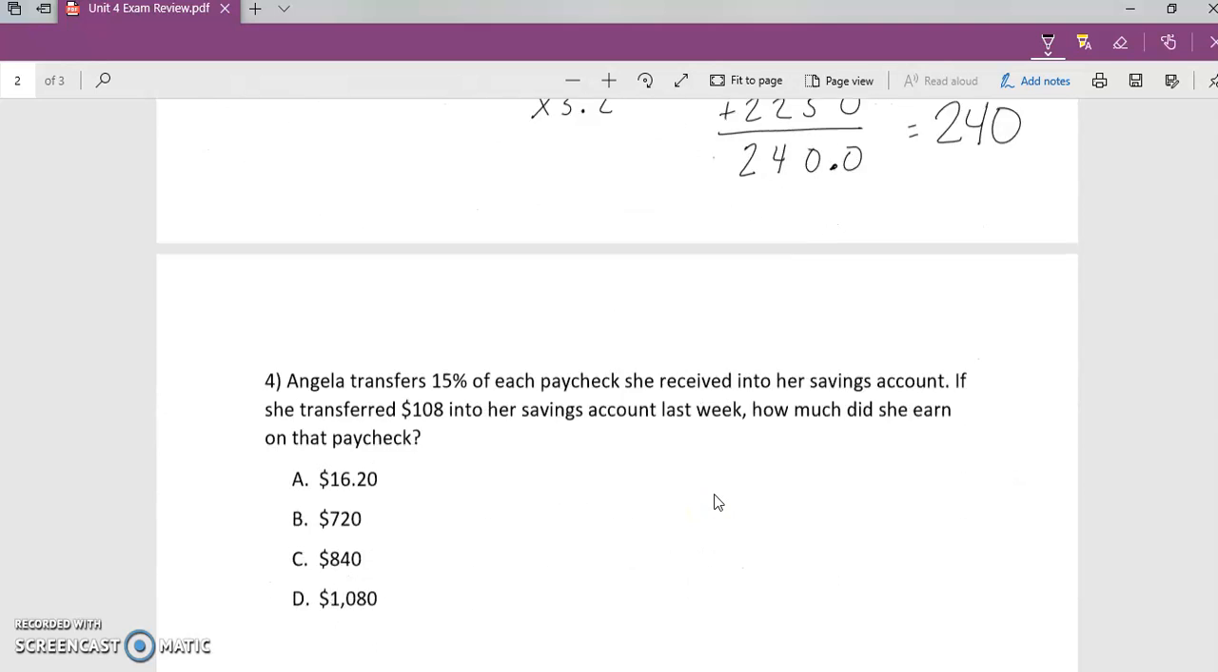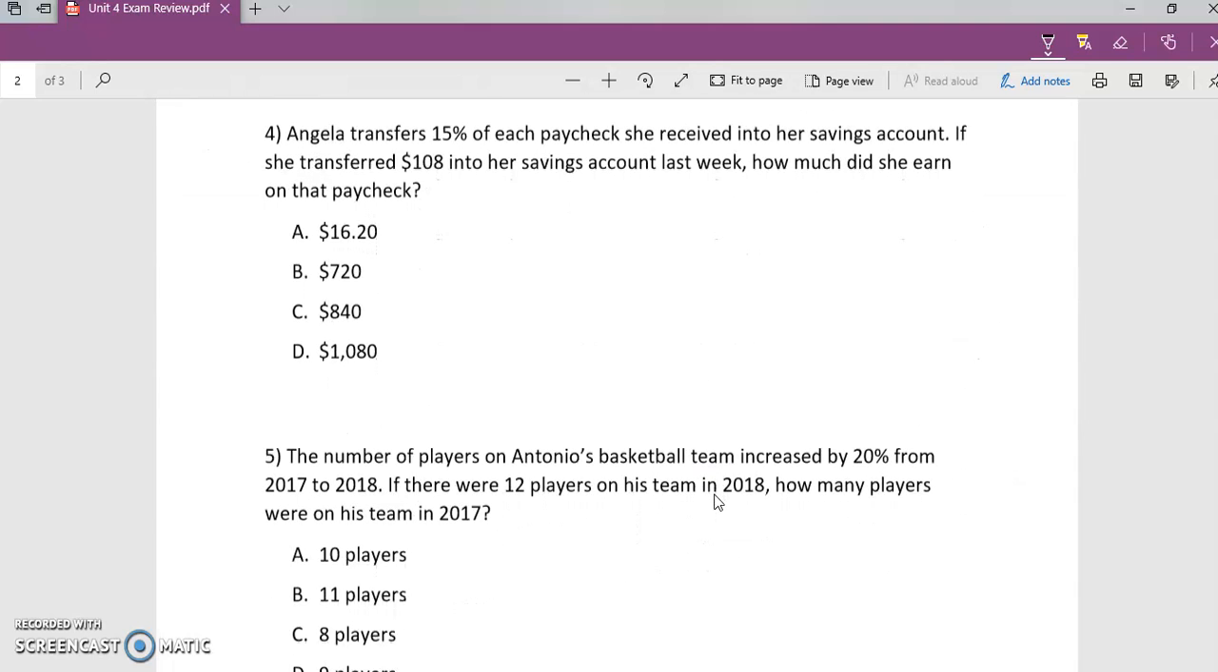Okay guys, we're going to go ahead and move on to number 4. It says Angela transfers 15% of each paycheck she received into her savings account. If she transferred $108 into her savings account last week, how much did she earn on that paycheck?